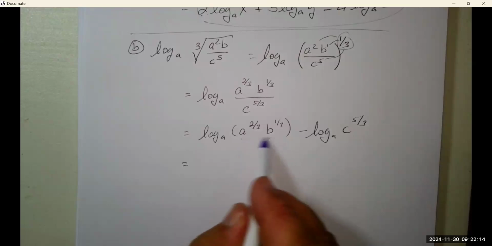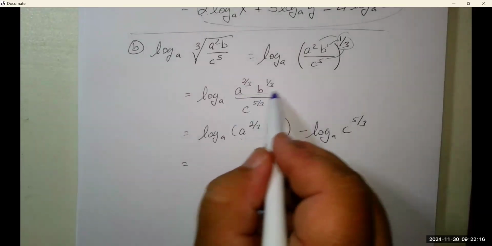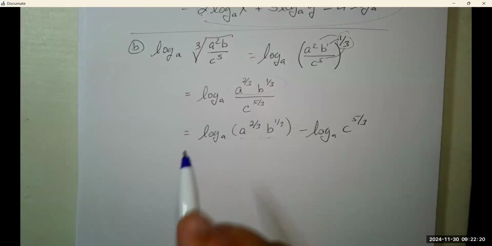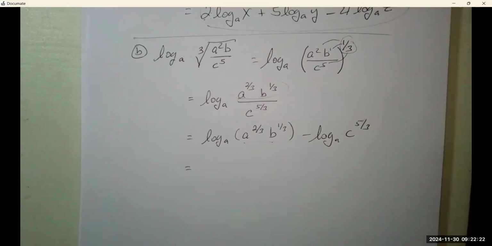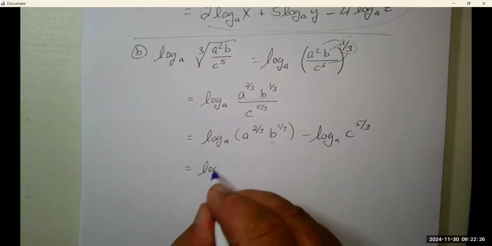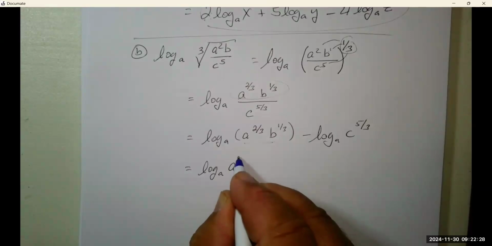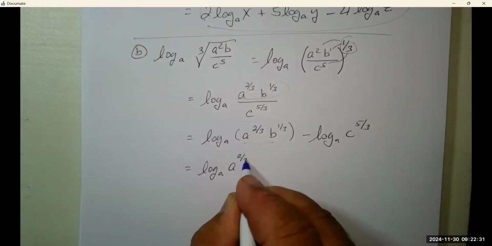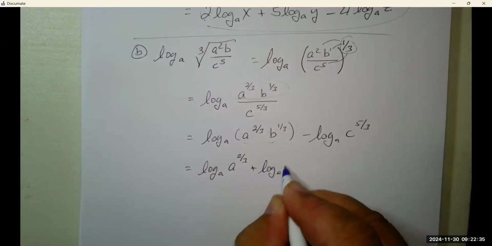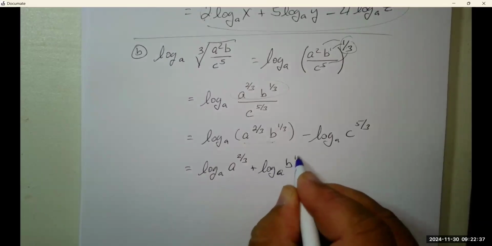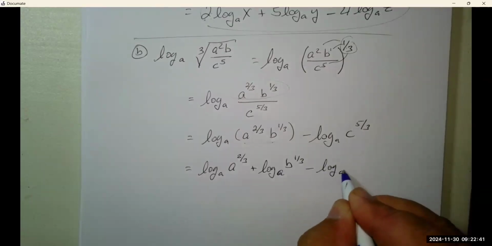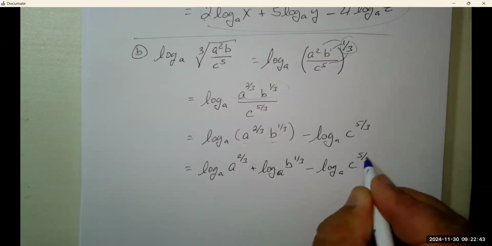And since this is a product, we can split them up. We could have split them up back there too. But since it's a product, we have to add them. So it's log base A of A to the 2/3 plus log base A of B to the 1/3 minus log base A of C to the 5/3.